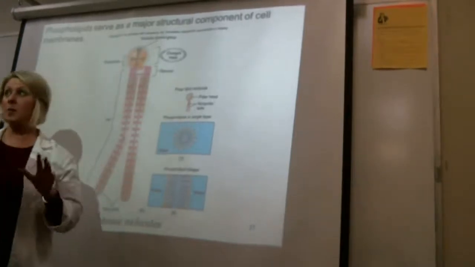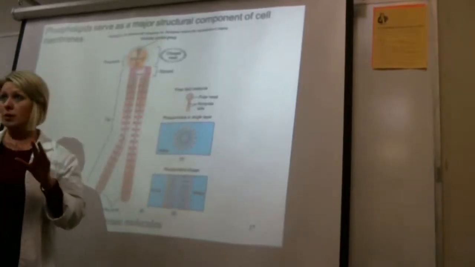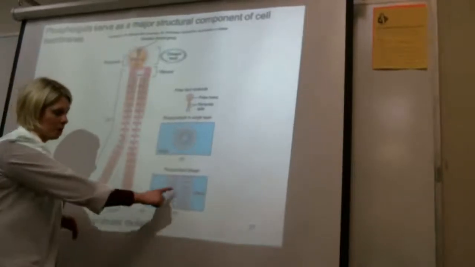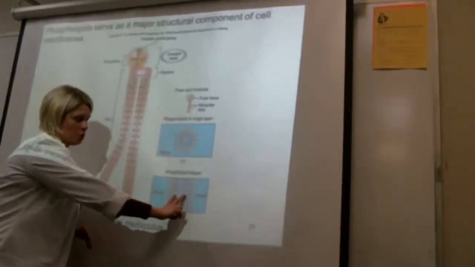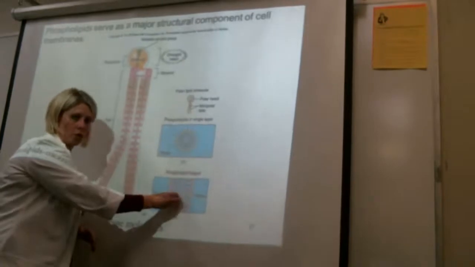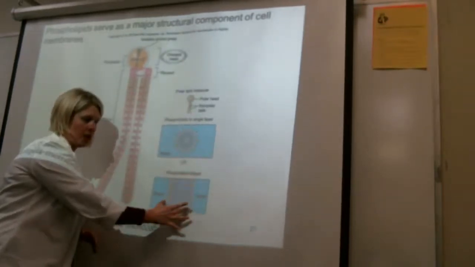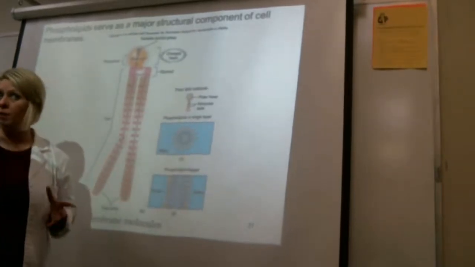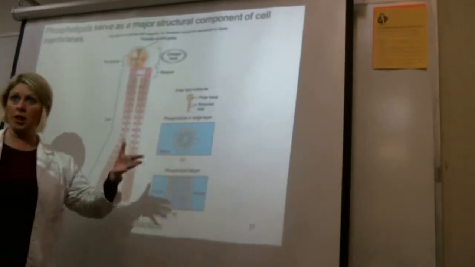So remember the cell membrane's made up of phospholipids. So it's a bilayer. So there's 2 rows of them. So those 2 fatty acid tails, they point towards each other. And those phosphate heads, because they're hydrophilic or polar, will point towards the inside and outside of the cell.